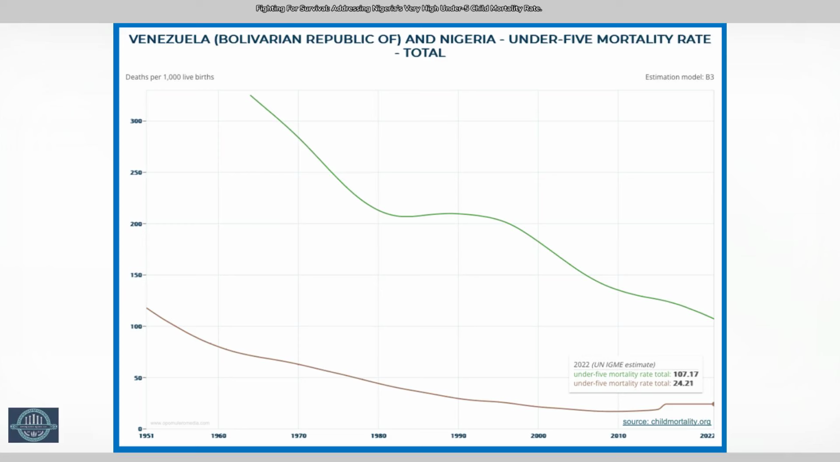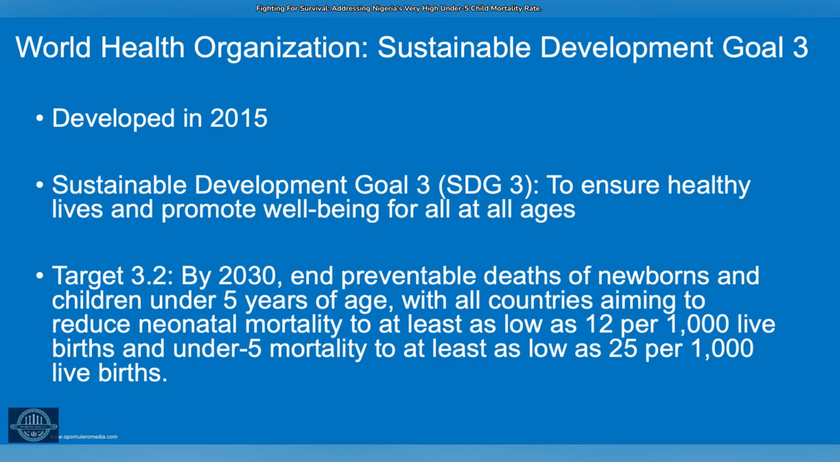the Sustainable Development Goal. The World Health Organization in 2015 set out an ambitious target as part of the Sustainable Development Goal 3, which is to ensure healthy lives and promote well-being for all at all ages. Specifically for Target 3.2 by 2030, end preventable deaths of newborns and children under 5 years of age, with all countries aiming to reduce neonatal mortality to at least as low as 12 per 1,000 live births. The additional target is to reduce under-5 mortality to at least as low as 25 per 1,000 live births.